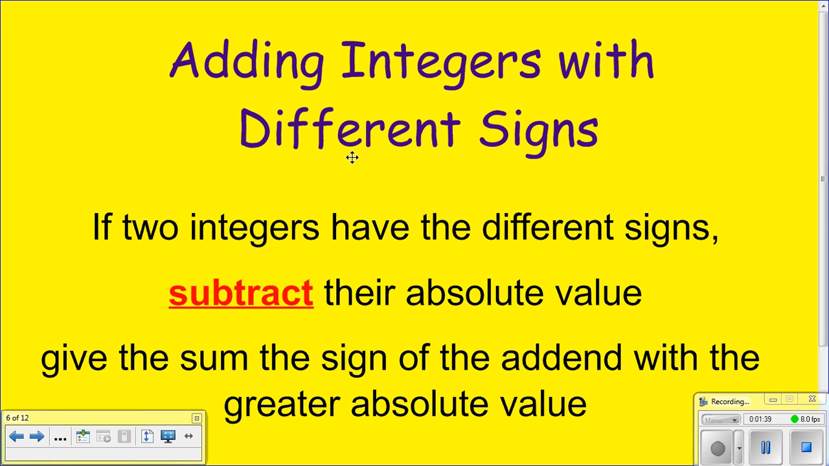Adding integers with different signs. If two integers have different signs, subtract their absolute value. Give the sum the sign of the addend with the greater absolute value.